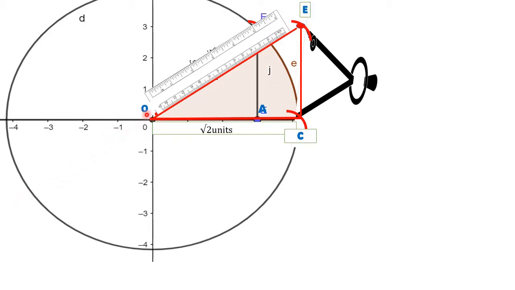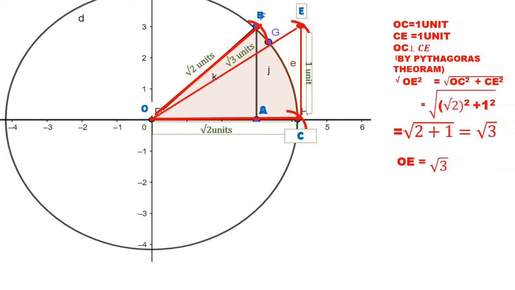Now can you analyze the figure? What type of figure is it? Yes, it is a right angle triangle with OE as hypotenuse. In the right triangle OCE, we are going to apply Pythagoras theorem. As OC is perpendicular to CE, OE squared, which is the hypotenuse, is equal to OC squared plus CE squared.